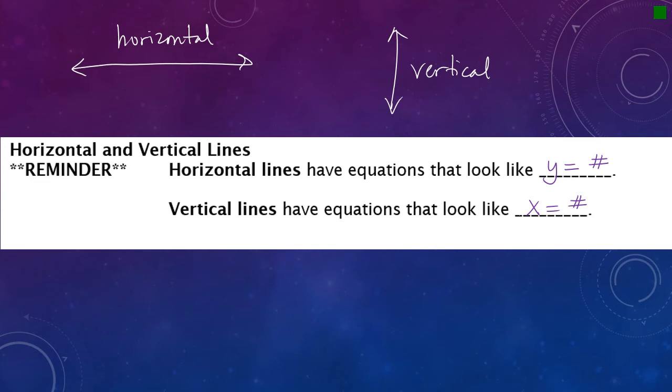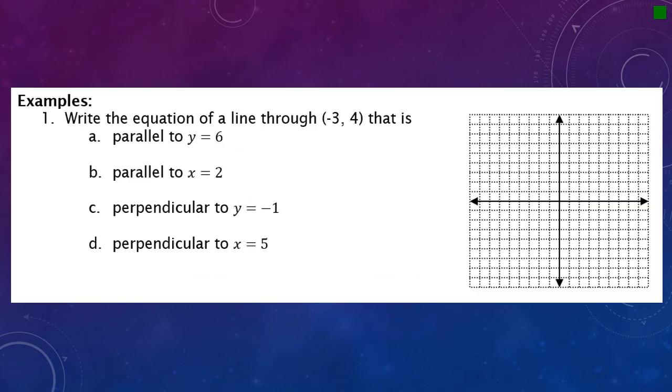And just to refresh your memory, a horizontal line, the slope is 0 on every horizontal line. On every vertical line, the slope is undefined, or you might see it no slope. So undefined / no slope. We're going to look at writing the equations of lines that are parallel and perpendicular to horizontal and vertical lines. And then we're given a point here that's -3, 4. And we're trying to find lines parallel and perpendicular to the given lines that go through that particular point.